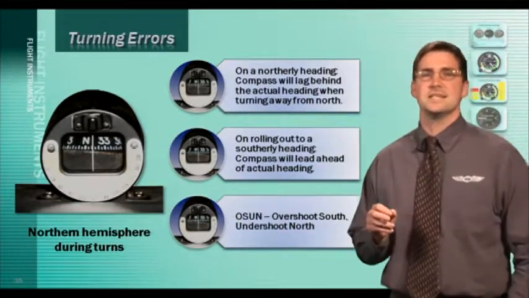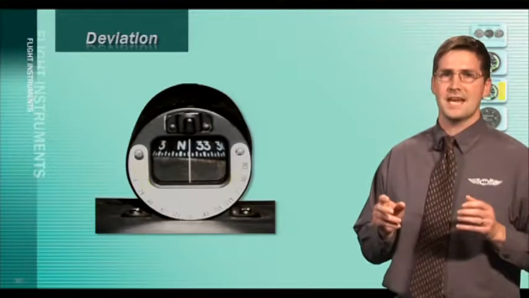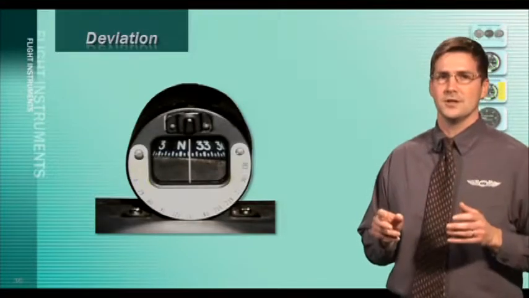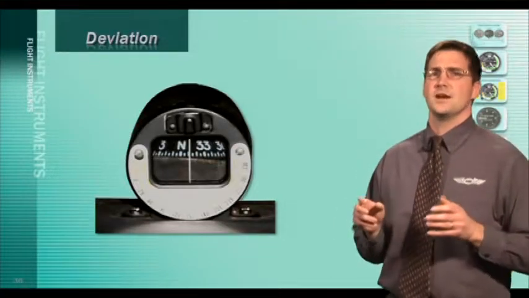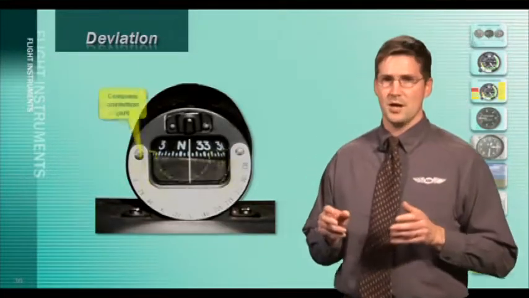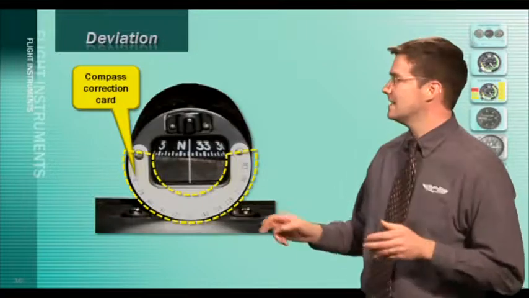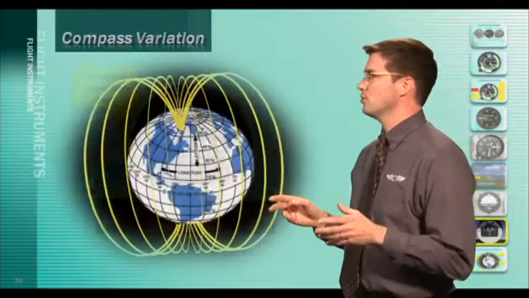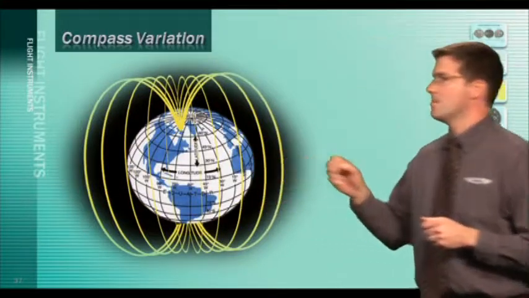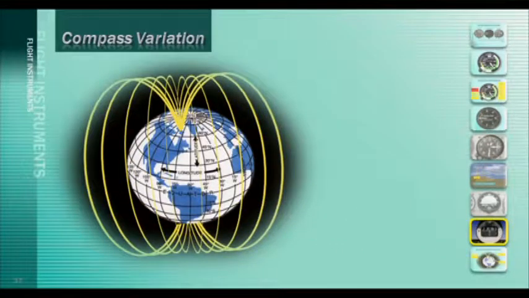Now deviation is the compass error caused by magnetic disturbances from electrical and metal components installed in the aircraft. The correction for this error is displayed on a compass correction card placed near the magnetic compass in the aircraft. Variation is the angular difference between the true or geographic poles and the magnetic poles at a given point.